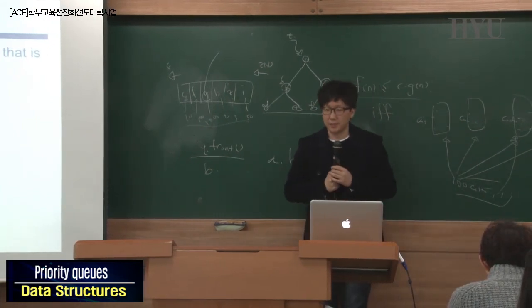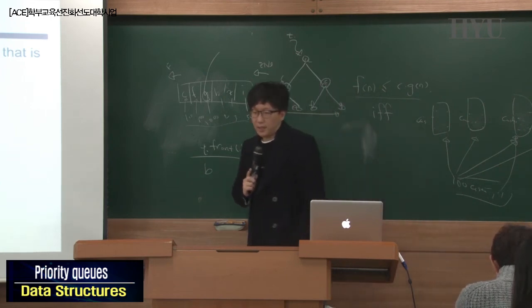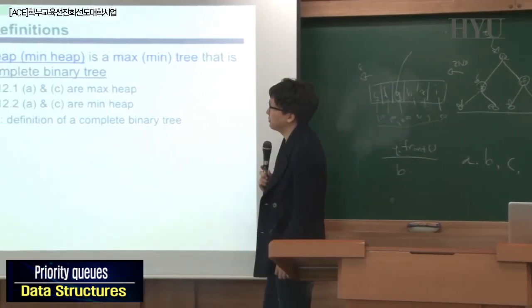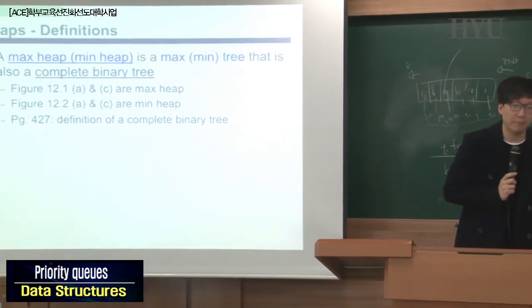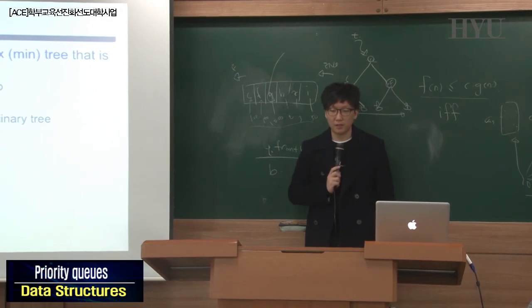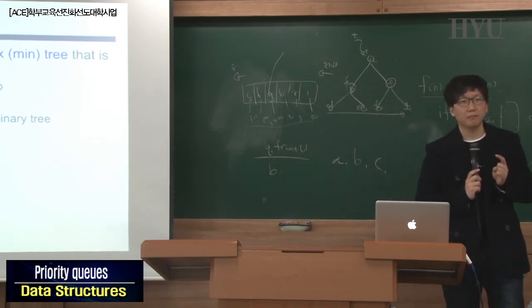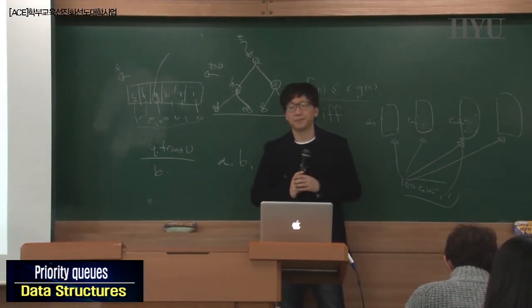Heap definitions. Max heap. So it's a definition of a heap. A max heap is a max tree that is also a complete binary tree. Okay, that's a definition of a heap. Now, max heap is a max tree that is also a complete binary tree. So a complete max binary tree is a heap. Okay, a complete max binary tree is a heap. Another name for that is a heap.